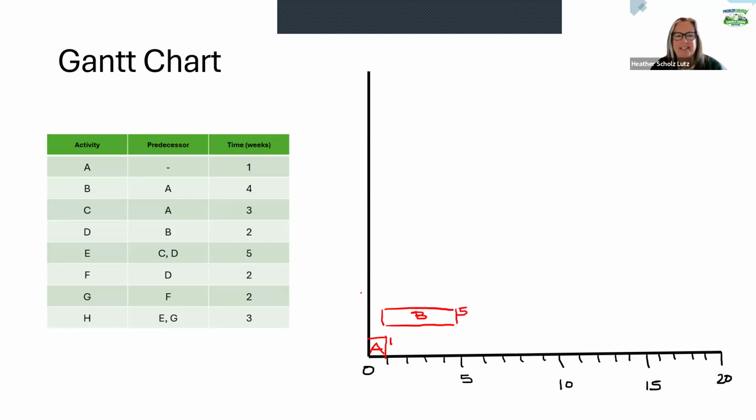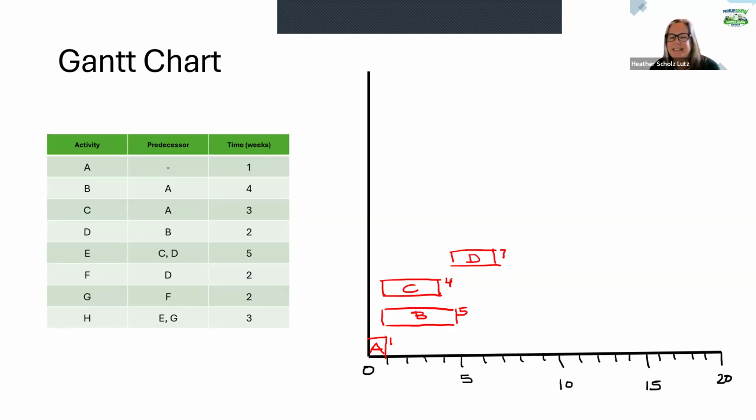All right, next we have C. A is its predecessor, so again, it can start at time 1. It's going to go out 3 weeks, so to time 4. So this is C, and it would be done at 4. Next, we have D. It has B as its predecessor, so D is going to start at time 5. It goes out 2 weeks, so that's about 7.